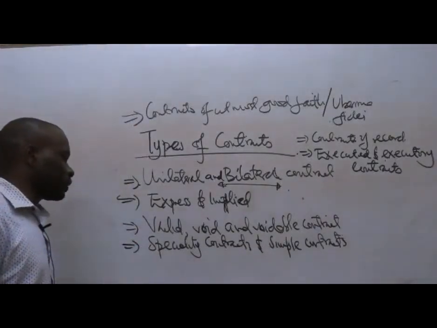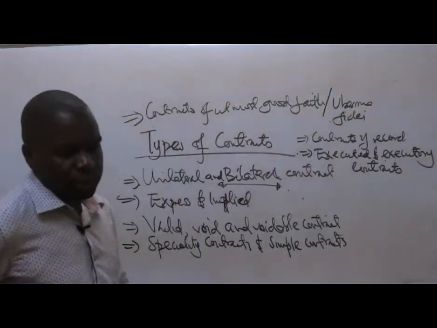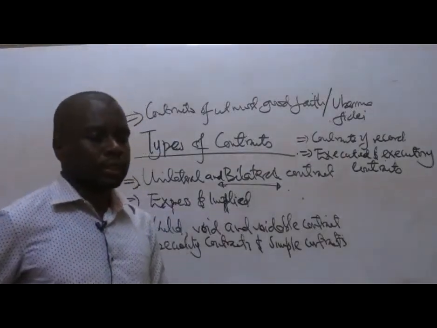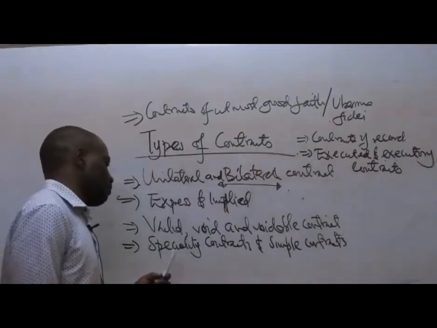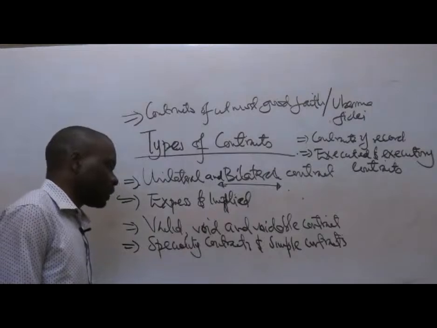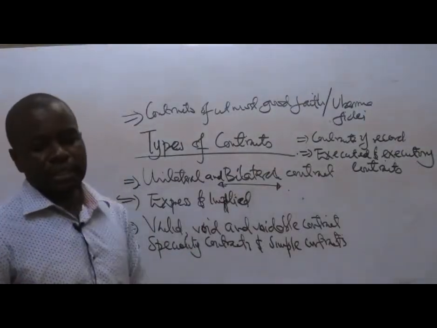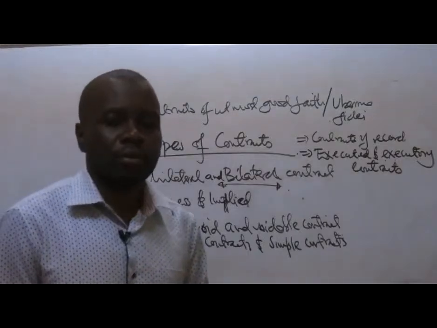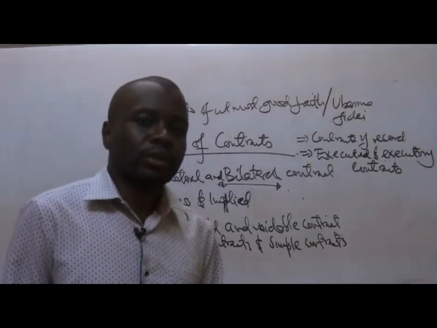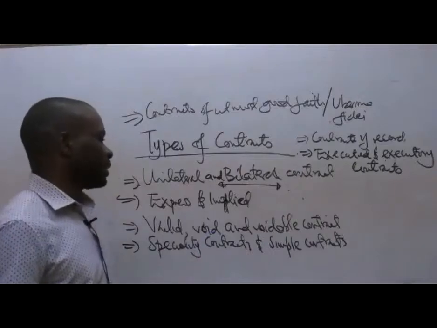So a valid contract is one that meets all the essential elements of a contract. If all the essential elements of a contract are actually present, such a contract can be termed a valid contract. Void is the opposite of valid. It doesn't have the essential elements, or the essential elements are not actually present in such an agreement.